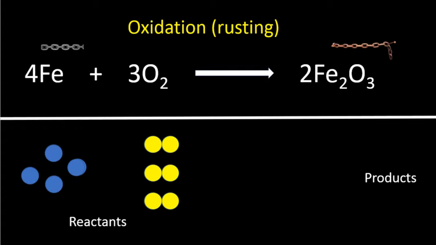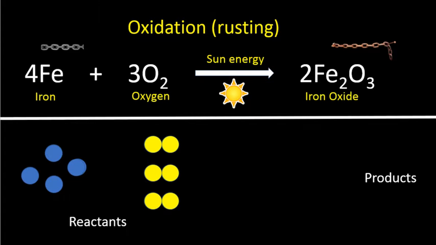First, let's take a look at an example of a chemical change, in this case oxidation, or the rusting of iron. At the top we see the chemical formula, and we see that we start off with 4 atoms of iron, or the symbol Fe, and we react that with 3 molecules of oxygen, or O2, and then along with the energy from the sun, we end up with a product of iron oxide, 2 molecules of iron oxide.